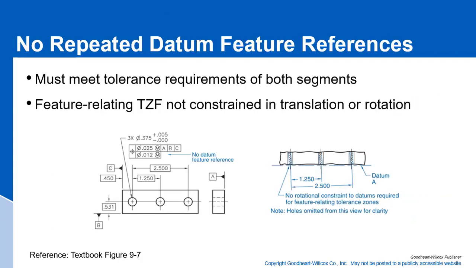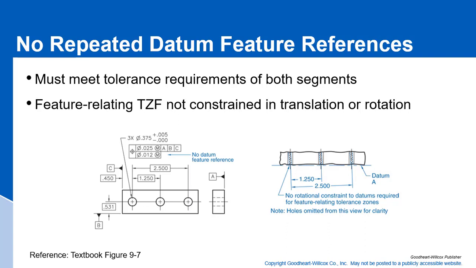Okay, let's talk about the first one. No repeated references. So we must meet the tolerance requirements of both of those segments. The feature-related tolerance zone framework is not constrained in translation or rotation. And what that means is there is no control of our holes here in its orientation with respect to datum A. There can be some rotation here in translation. So if you notice, our tolerance zones here are not necessarily square, because we didn't use that datum A. So that's what that means.